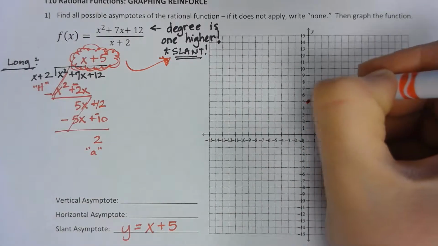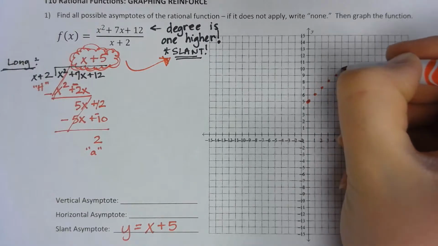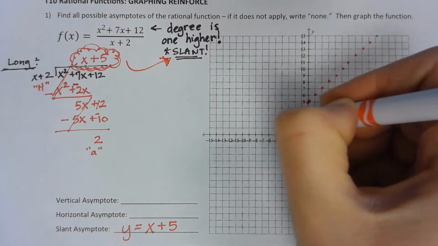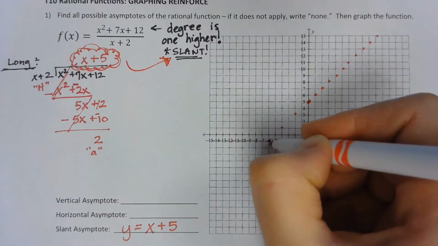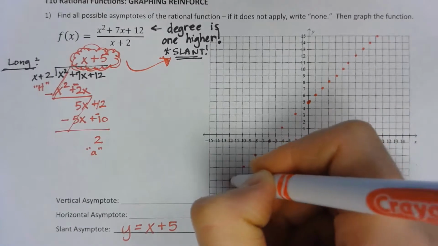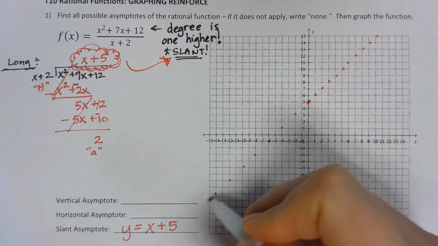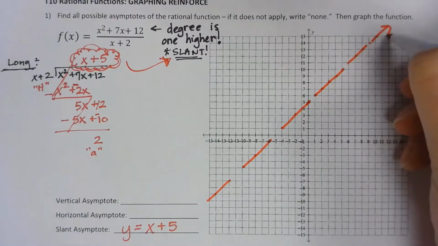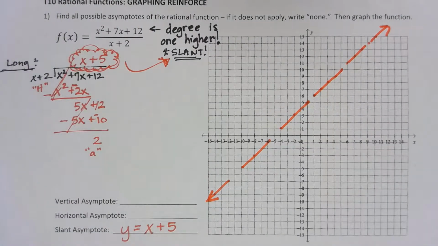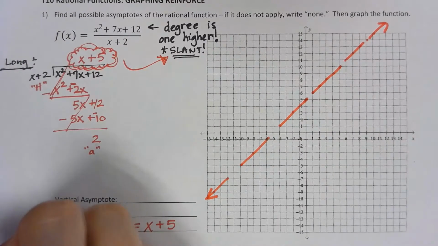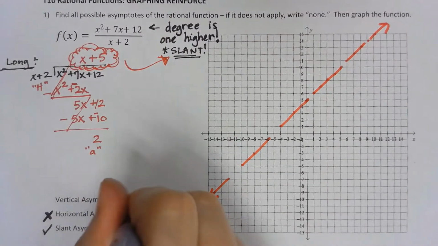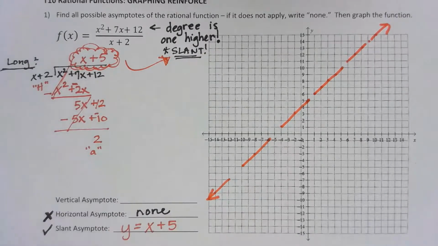I'll start at 5, go up 1 over 1, up 1 over 1, up 1 over 1. I'm actually going to start going by 2s here just so that it'll go a little faster. Okay, so there's the slant asymptote. And a friendly reminder from in class, if there is a slant asymptote, that automatically means that there is not a horizontal asymptote, so you can just identify that as none.